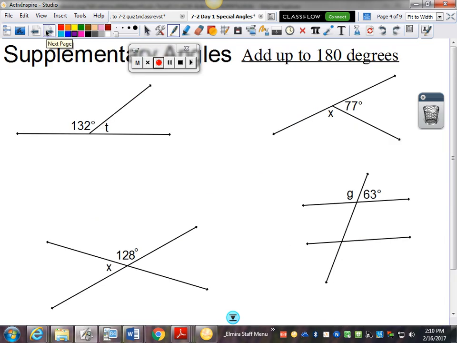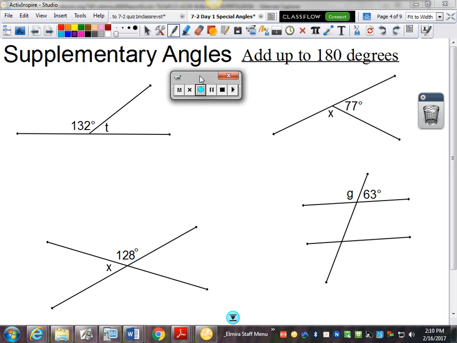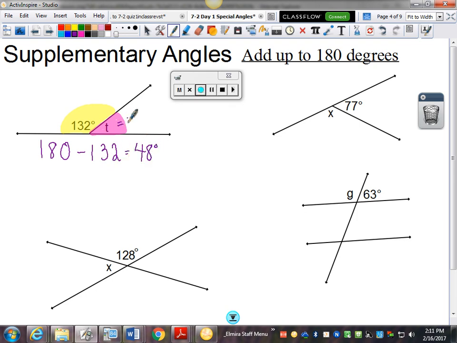Okay, supplementary. Supplementary angles add up to 180 degrees. Same idea, guys. I have an angle that's labeled with T and an angle that's labeled with 132. If I knew what T was and I added it to the 132, it would have to be 180. So if I go backwards, 180 minus 132, I would get 48.